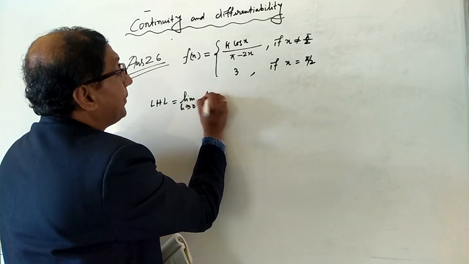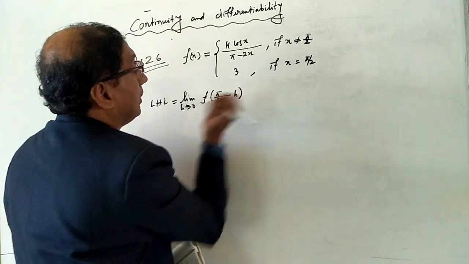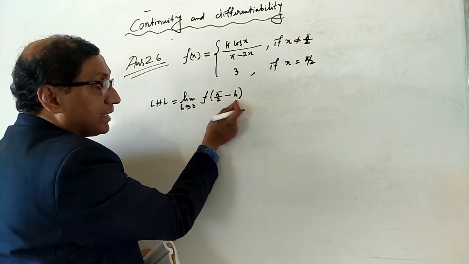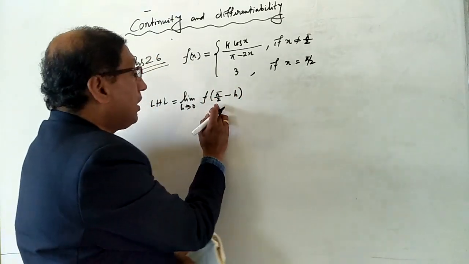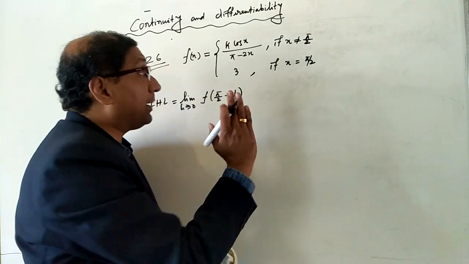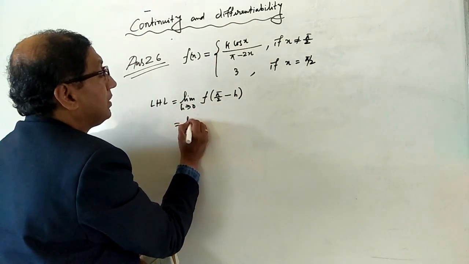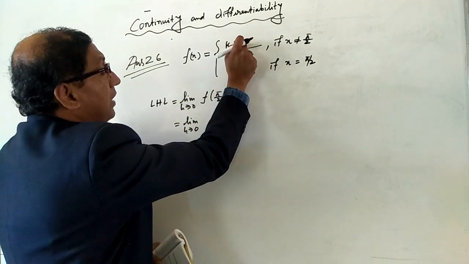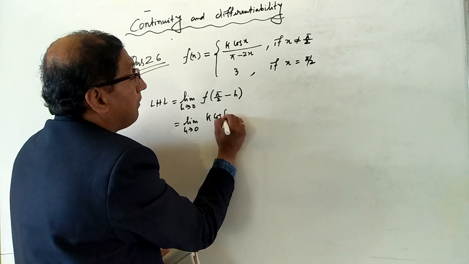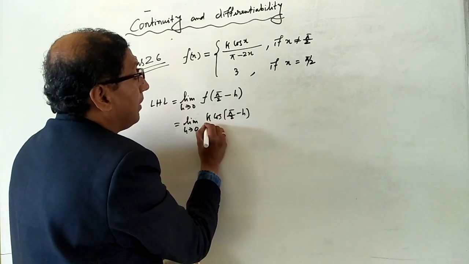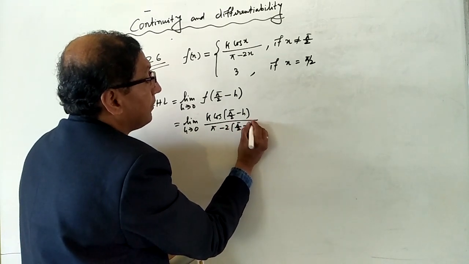So left hand limit equals limit h tends to 0, f(pi by 2 minus h), right? We are checking at point pi by 2. So pi by 2 minus h is less than pi by 2. If you subtract something from pi by 2, then it will be less than pi by 2, and then we have to consider this function. So limit h tends to 0, here you have to put pi by 2 minus h. So k cos(pi by 2 minus h) upon pi minus 2 into (pi by 2 minus h), right?